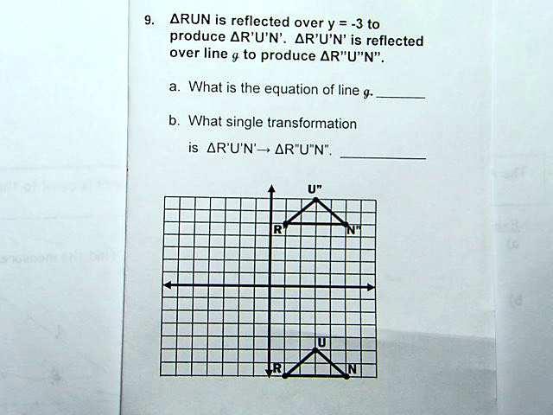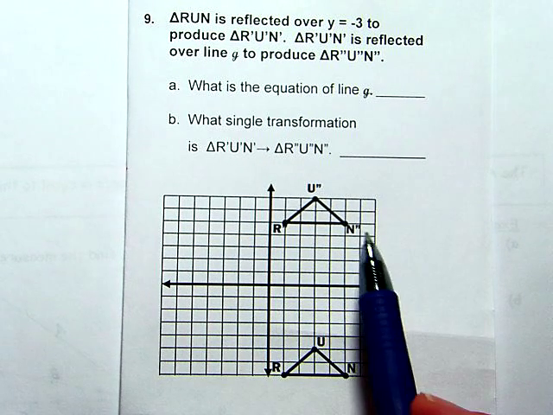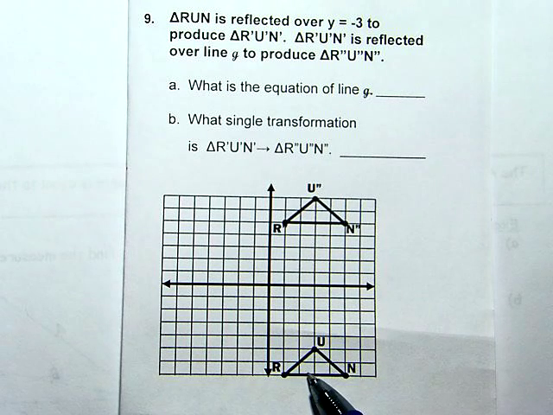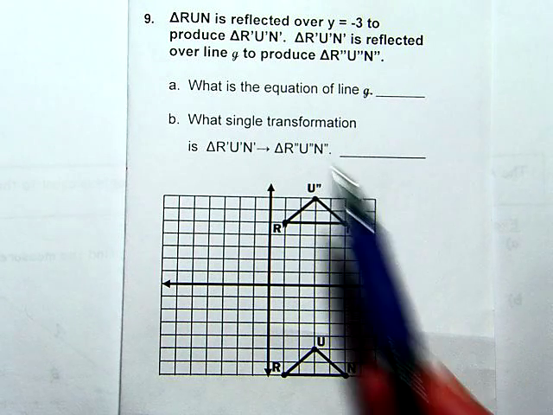So question 9 says that triangle RUN is reflected over y equals -3 to produce triangle R prime U prime N prime, and then that triangle is reflected over a line G to produce this final triangle. So we're starting here, we're reflecting, and then we're reflecting that, ending up here. So what is the equation of line G?